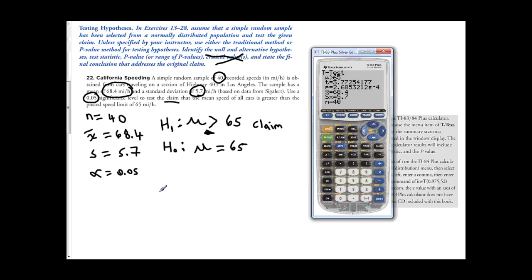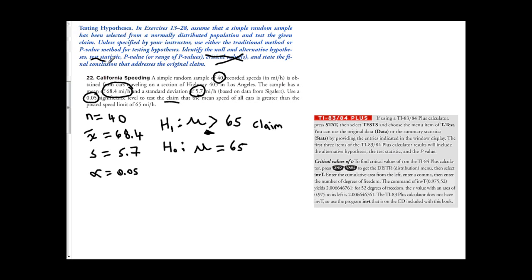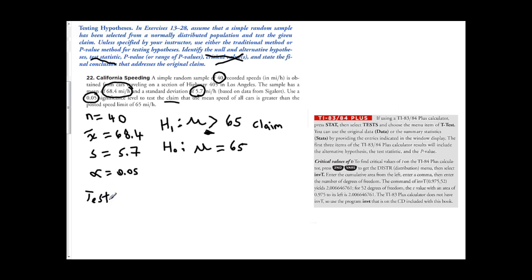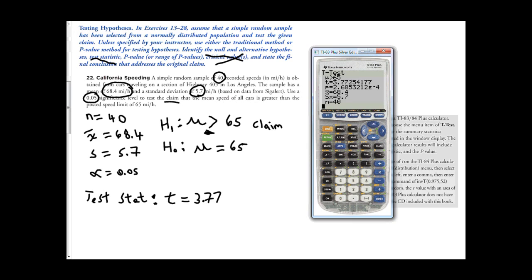One of the things they asked me for in the directions was the test statistic. So our test statistic we found to be 3.77. Let's label that here. Our test statistic is a t, and it's equal to 3.77. So we have a test statistic, a t, which is 3.77.